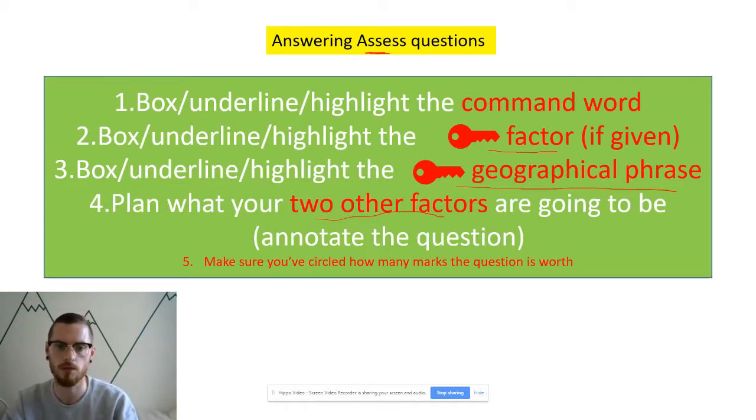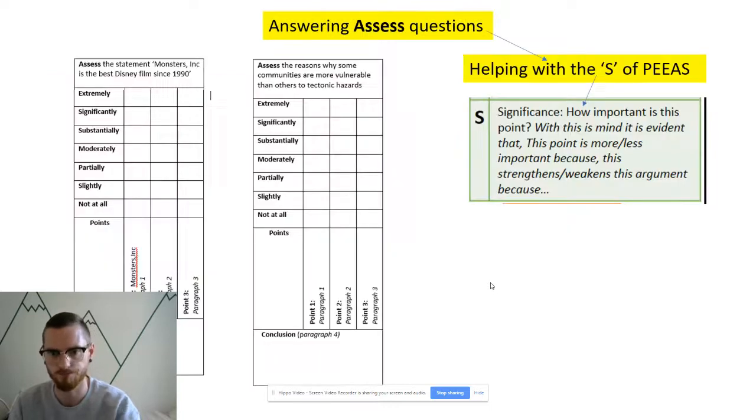Number five, obvious one here. I always say this. I think that you should just do this anyway. Just circle how many marks the question is worth to jog your memory in terms of, oh, it's 12 marks. It's assess. I need to write this structure, and also to jog your memory on how long you've got. 15 minutes. That's all we've got for this question.